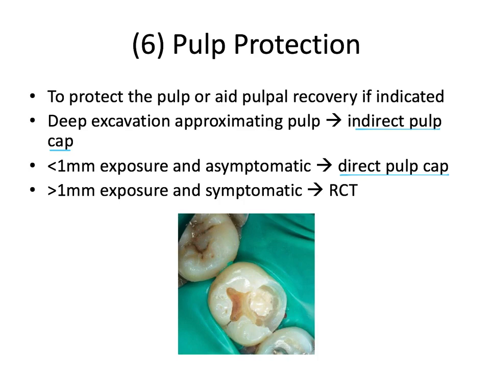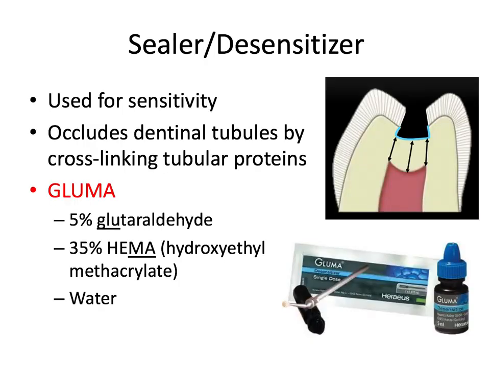So let's talk some more specifics of the materials used here and these things that are frequently popping up on the board exams. So sealer and desensitizer is kind of a thing you can use in most of the preparations that you do that go into the dentin layer, especially if you're concerned with sensitivity issues down the road. It occludes dentinal tubules by cross-linking tubular proteins. So it blocks up and clogs up the tubules that, as we talked about with the hypersensitivity theory, result in that sensitivity that patients often feel.